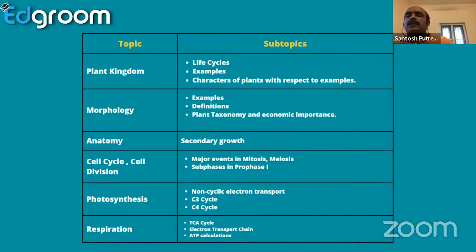Then the respiration part, that is electron transport chain. It is also like secondary growth, and the TCA cycle, which has a substrate level phosphorylation reaction where GTP comes out and where ATP comes out, and also the ATP calculations. For example, from pyruvic acid, how many ATP will you get? 15, 14, 18? What's the answer? So that part also, most of the students find it difficult. So you need to have conceptual understanding here.